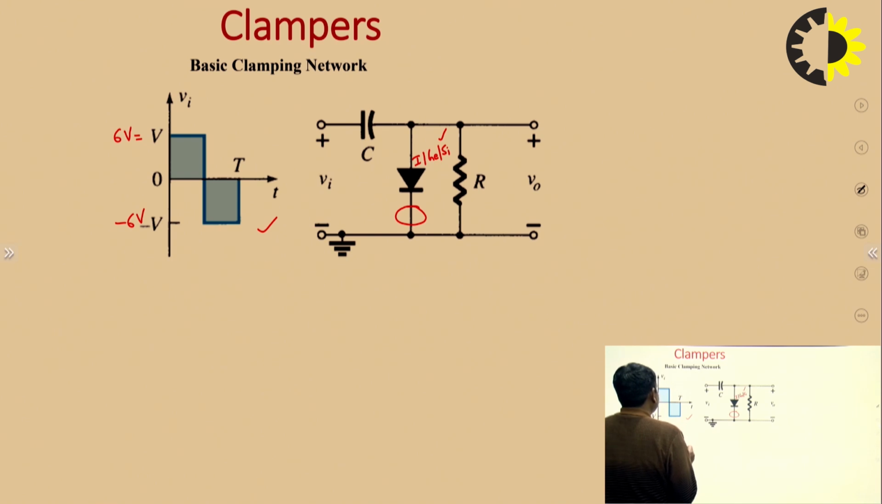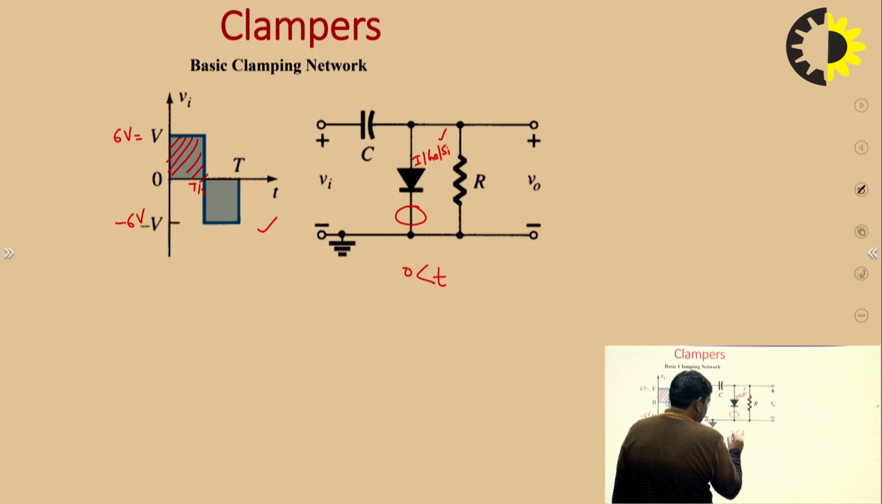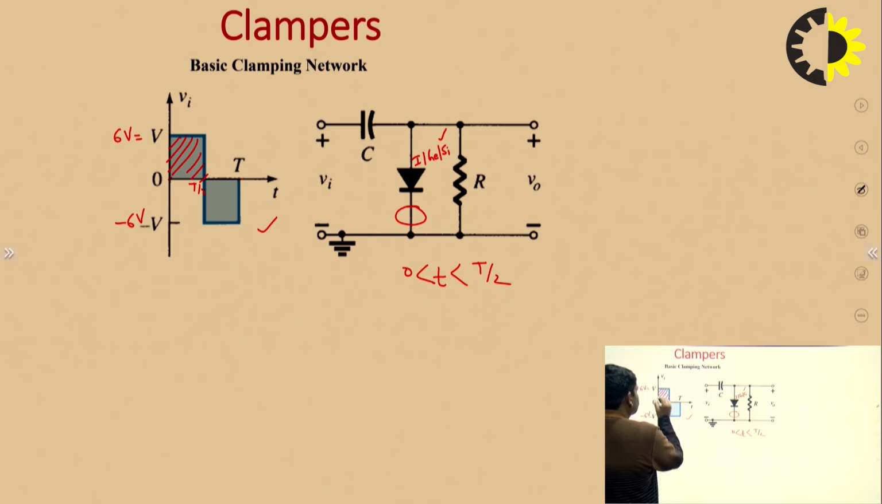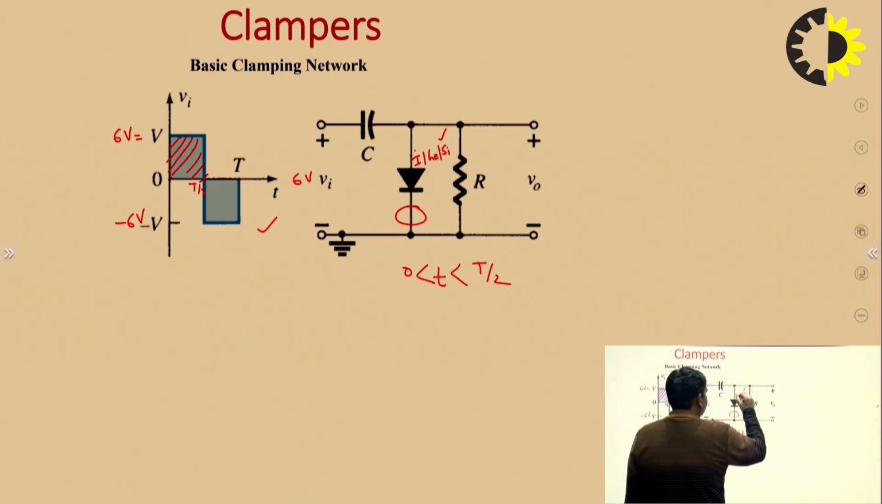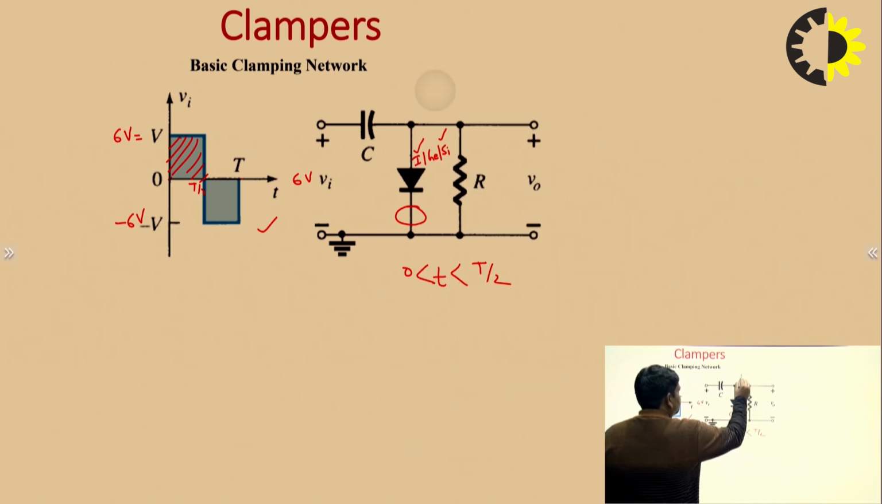First of all, we start with this positive pulse here. If I say this is a time period from 0 to T, the half time period is 0 to T by 2. When the time runs from 0 to T by 2, this positive voltage, plus or minus 6 volt, is applied here. Suppose V is equal to 6 volt, so 6 volt is applied here, and in the first round we take the diode to be the ideal one.